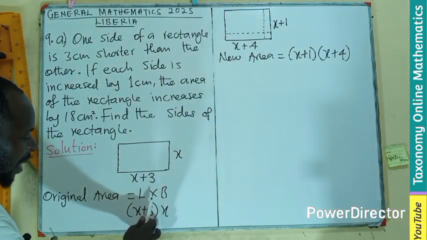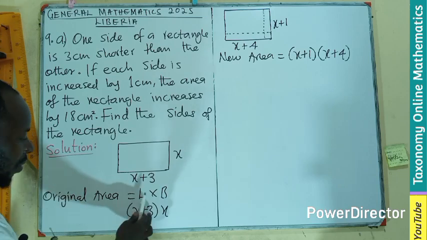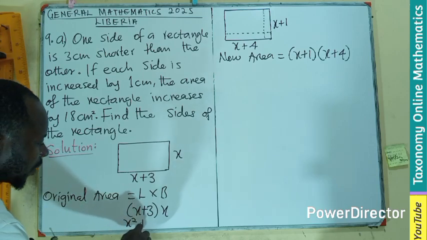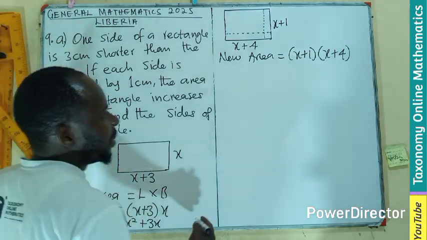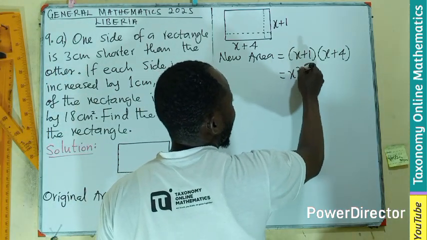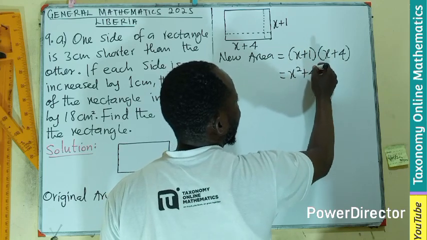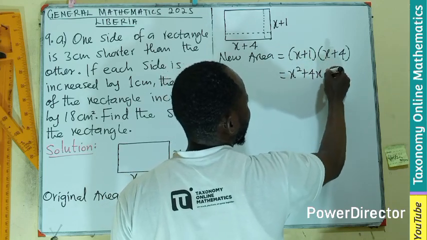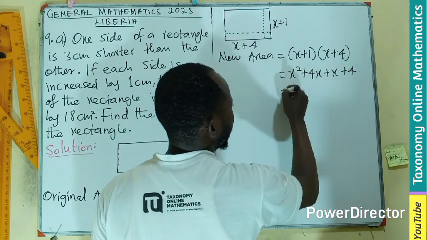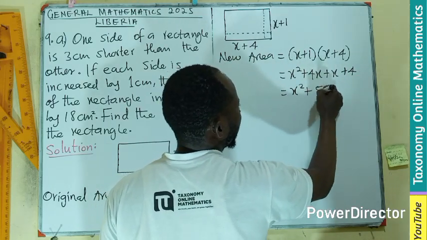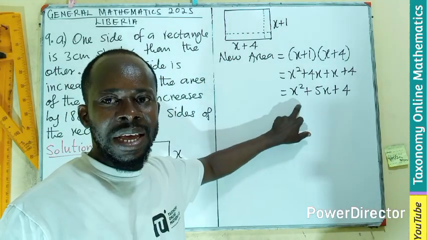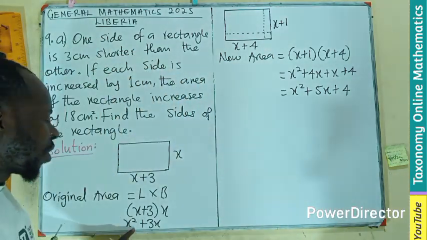Let me expand here to get x squared plus 3x. And in the case of this, x times x, x squared, 4x, 1 times x, and if you multiply, you get 4. This becomes x squared plus 5x plus 4. This is the bigger area, and this is the smaller area.